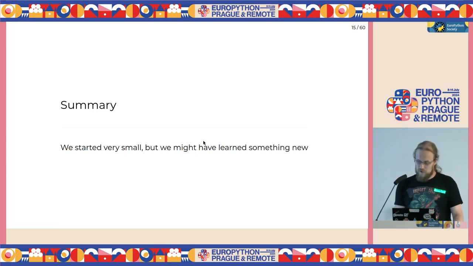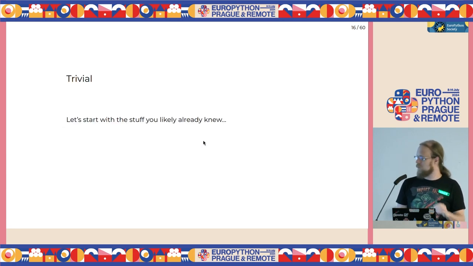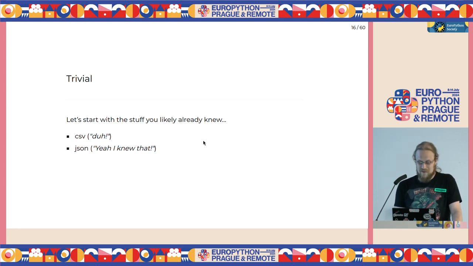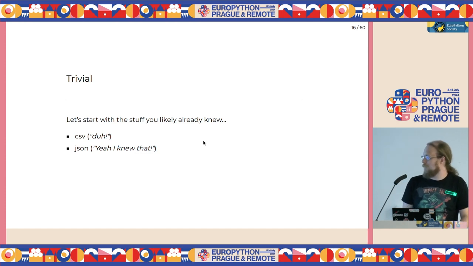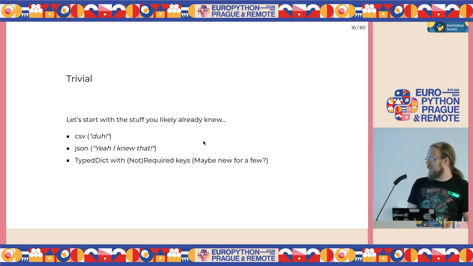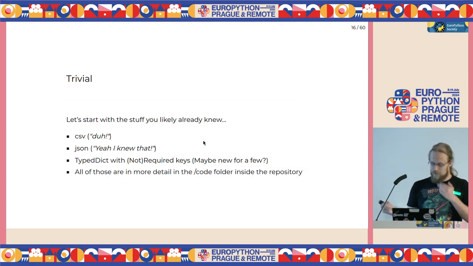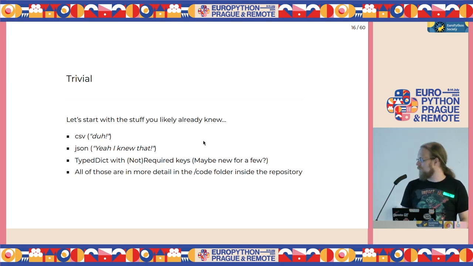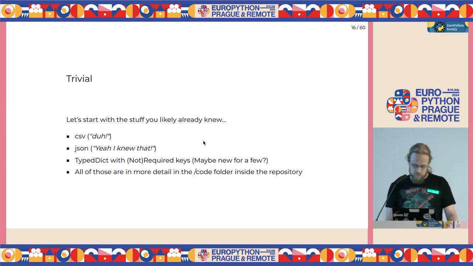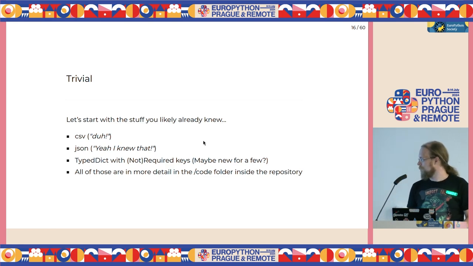Summary: we started really small and we might have learned something new, and I think many of the tools were already known, but still I wanted to have a baseline. Obviously, I think you already knew CSV, or at least knew that it exists. Obviously, I think JSON as well, because I would say most people knew it already. TypedDict, at least some people might have heard of, but that you can use the keys in, for example, writing some CSV might be new. And I have all of those examples in more detail with far more comments in the code folder inside the repository. Remember, I have the link in the beginning.